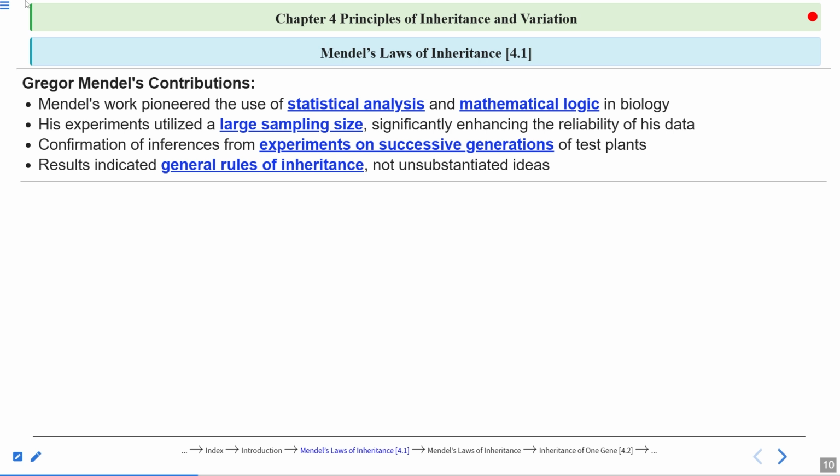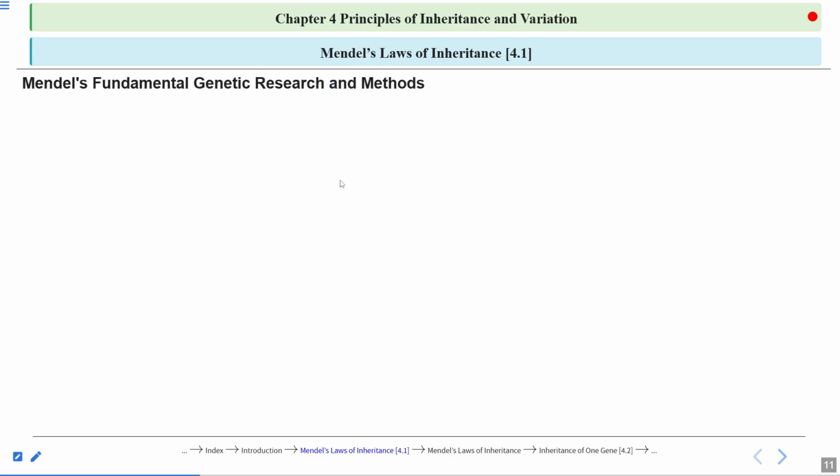So you can see, because of all of these points that we have discussed, Mendel's laws of inheritance were based on experimental proof. Mendel gave experimental proof for his results, which led to general rules of inheritance. And it was not just substantial ideas. His results were based on experimental data, okay? And he carried out his experiments on successive generations. Now, Mendel's fundamental genetic research and methods. How did Mendel carry out the experiments? Mendel created basic rules for the inheritance patterns.